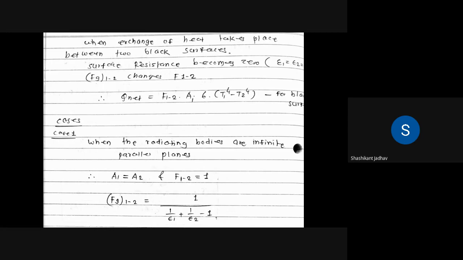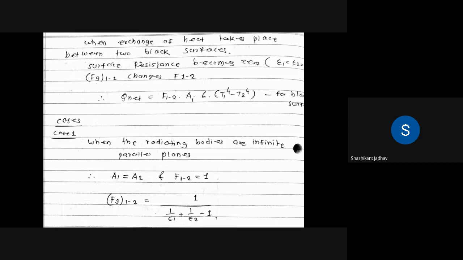So all of you write down: when exchange of heat takes place between two black surfaces. Full stop. Next line: surface resistance becomes zero. Understand, surface resistance becomes zero.